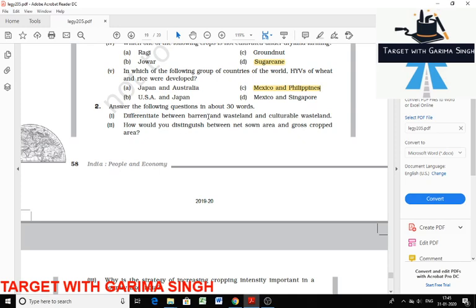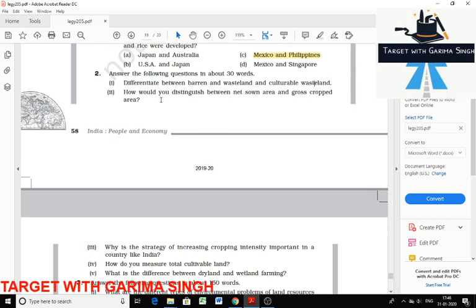Then barren land and wasteland is the land which is depleted due to land degradation or other natural factors, like the ravines of Chambal. There you find barren land. Then cultivable wasteland cannot be brought under cultivation, and this one can be. It can be brought under cultivation with present reclamation technology. In this, with technology you bring it back to cultivation, but in the other one, it's not possible.